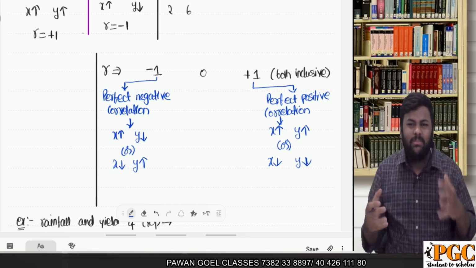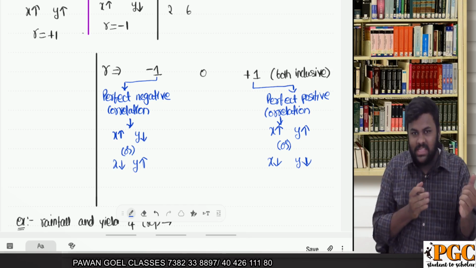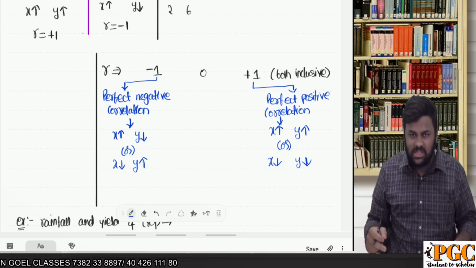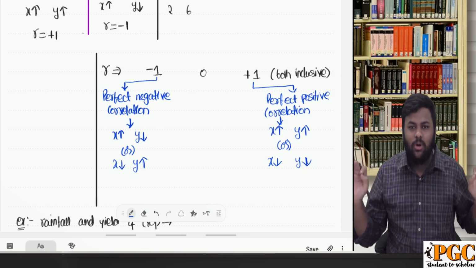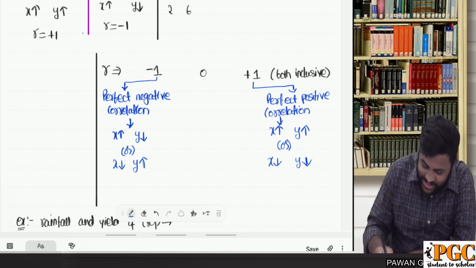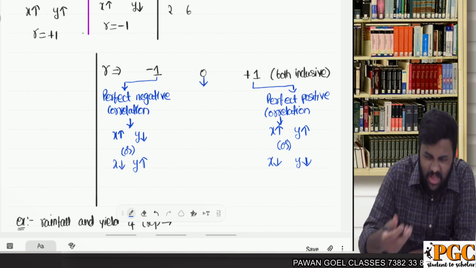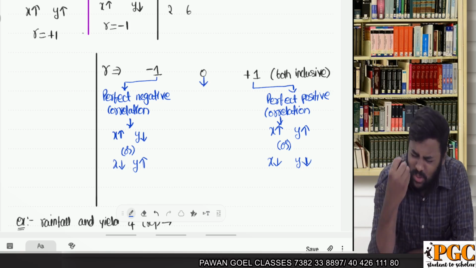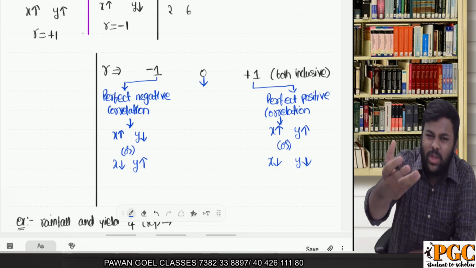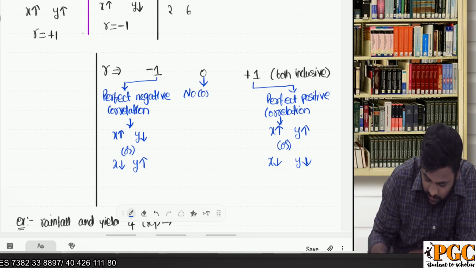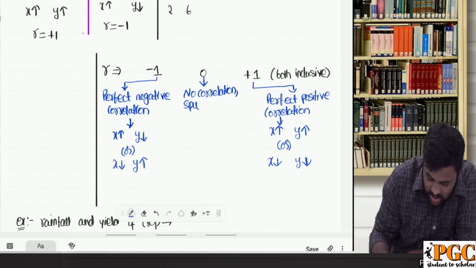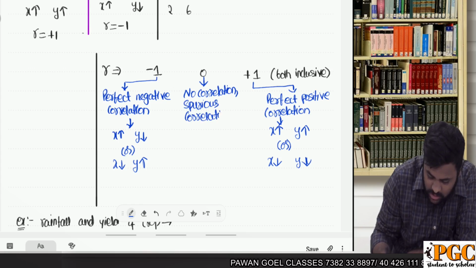What is happening here, my dear friends? In the earlier case, x and y are moving in opposite directions. But in this case, x and y are moving in the same direction. I hope the point is clear. Now if it is 0, what is this 0? There is no correlation at all, or we call it a spurious correlation, or you call it nonsense correlation.